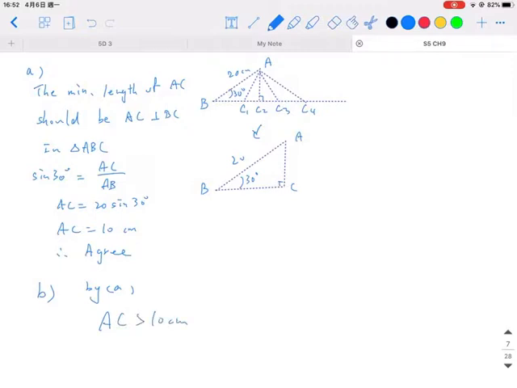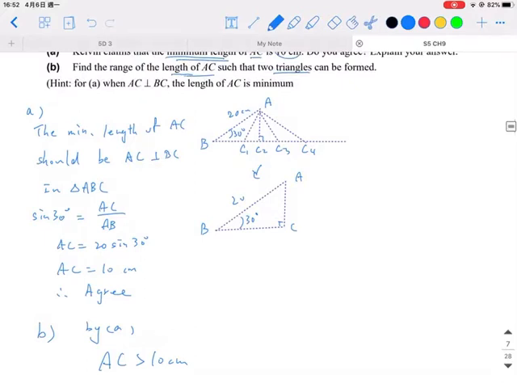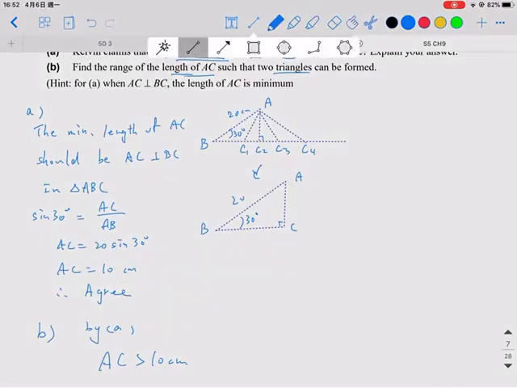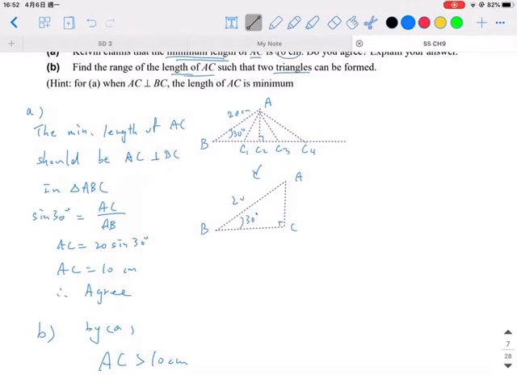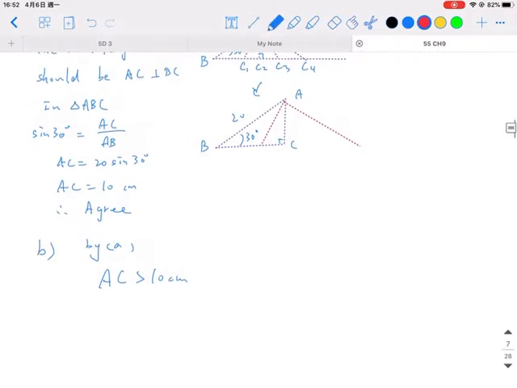As we know, AB must be the longest side, so that AC can have two types of triangle. The first type can be like this. I'll try to draw it in red color. The first one is like this, and the second one is like this. If it's longer than 20, that means we have only one triangle, and AB is the longer side. So 10 is between AC and AB, so it's 20.